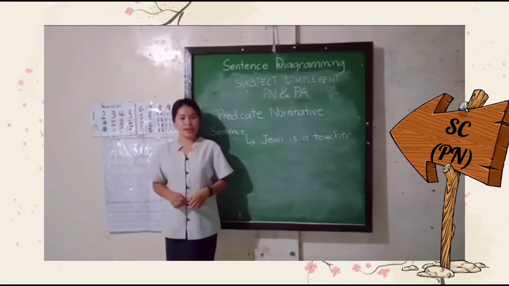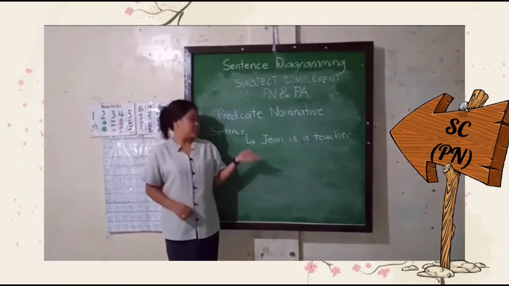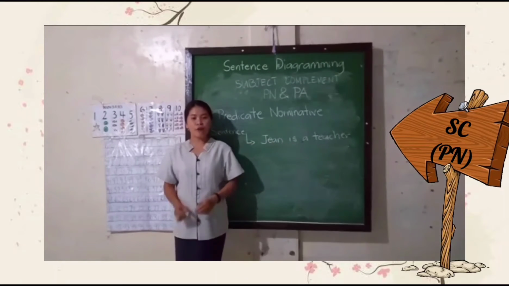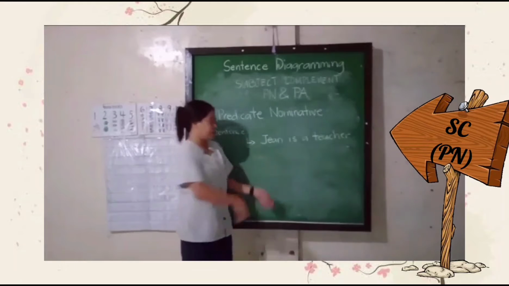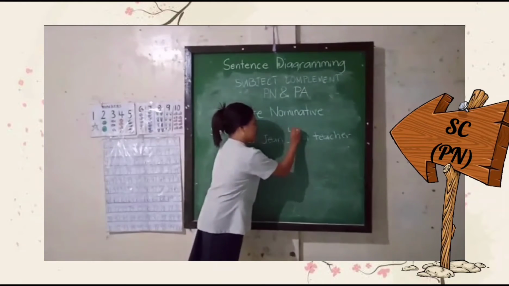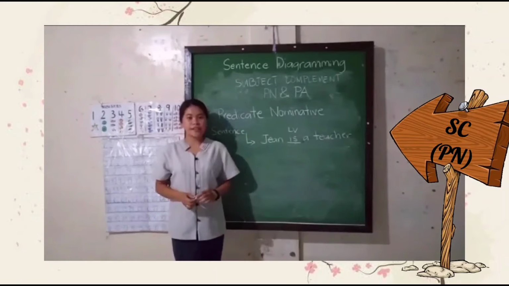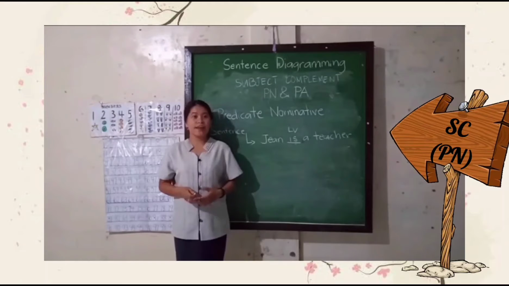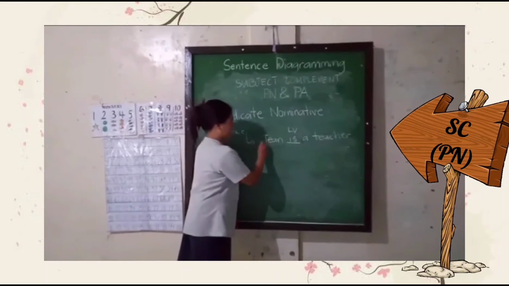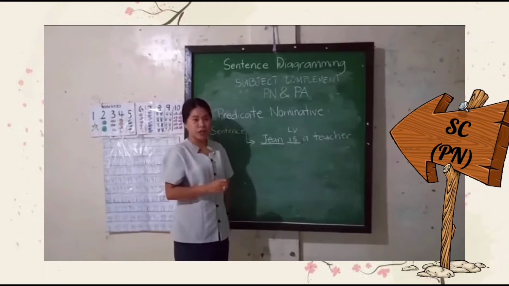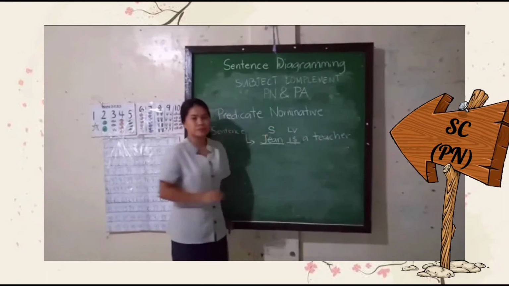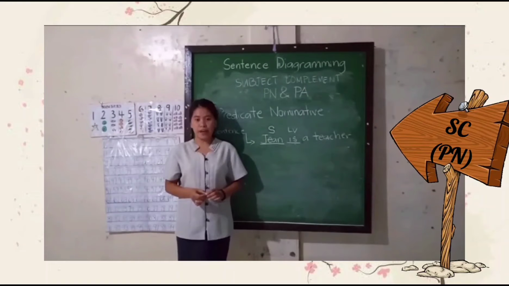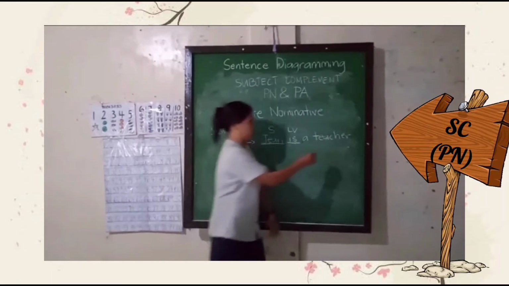Now let's look at an example of predicate nominative. Jean is a teacher. Our verb in this sentence is the linking verb is. Next is to find a subject. We ask who or what is in the sentence. The answer is Jean. Jean is our subject. Now, to find a predicate nominative, we're going to ask ourselves, Jean is what? In this sentence, the answer is teacher.